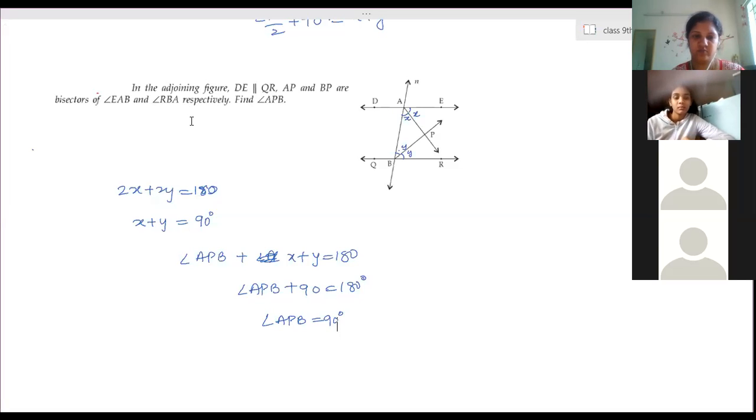Ma'am, in this question we are not asked to prove something, so we should not write it? No, you have to write it. Here you are calculating the angle APB, but there is no simple calculation. Values like 20, 30 are not given. You are not solving by value, you are solving by proving it. You are proving that the angle is 90 degrees. So here you have to write given and to prove. We are trying to prove angle APB is equal to 90 degrees. So here also you have to write given, to prove and proof.